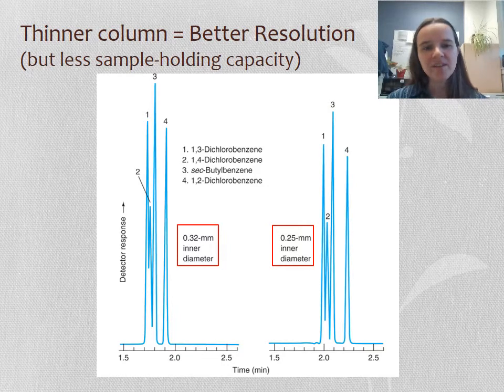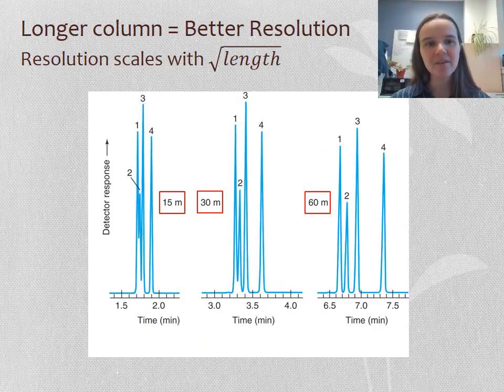The thinner your column is, and so we're talking about the inner diameter here, the better the resolution. So side by side, on the left hand here is 0.32 millimeters. Peaks 1 and 2 are not resolved. Peaks 2 and 3 are not resolved, but getting closer. If you can shrink that column, you have a smaller hallway to walk across in the mall, and you're going to have better resolution. But it's a smaller column, and so you can't put as much sample on there.